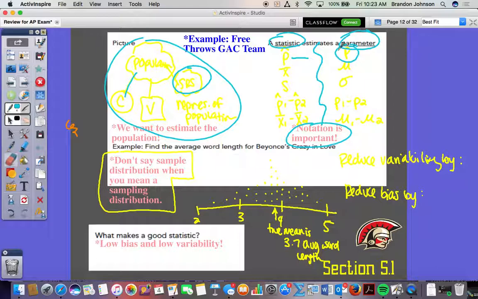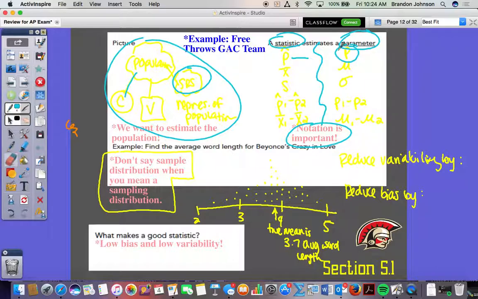All right, so when we talk about the Beyonce activity, what happened when we went from 5 words to 10 words? Variability decreases. Good. So remember, if I increase that sample size, it's going to come tighter together. The standard deviation is going to be smaller, okay? So just note that there.